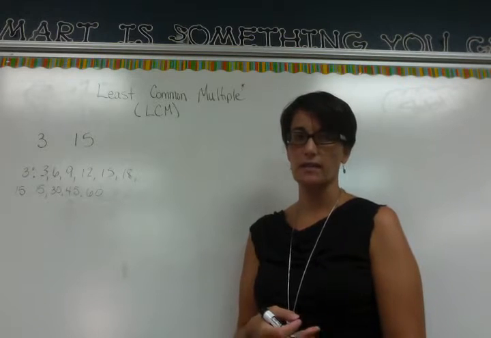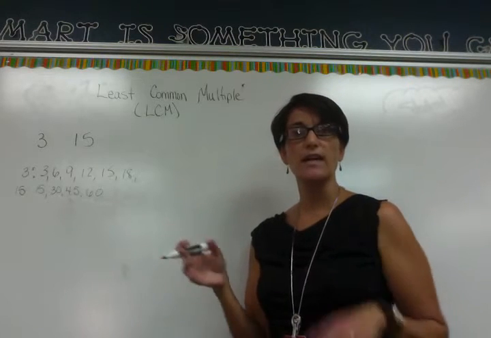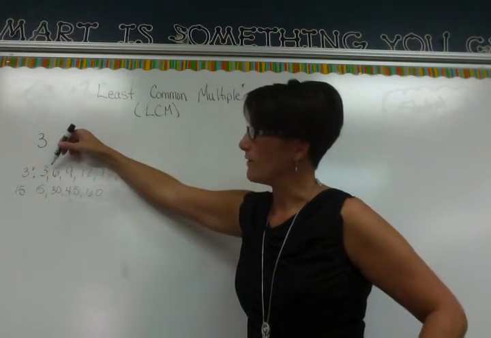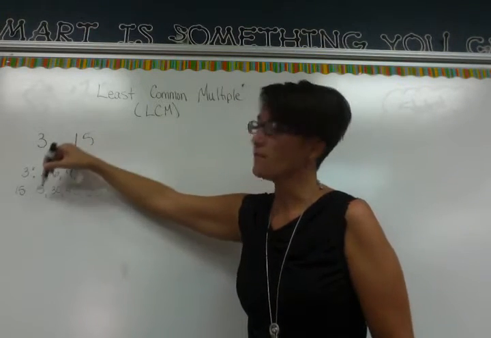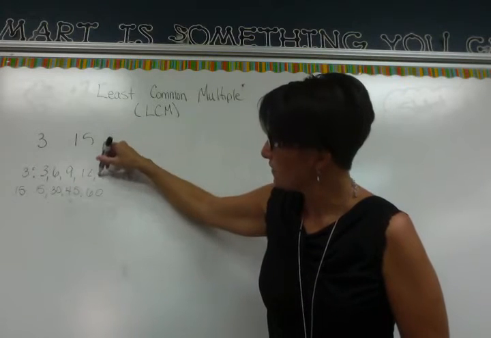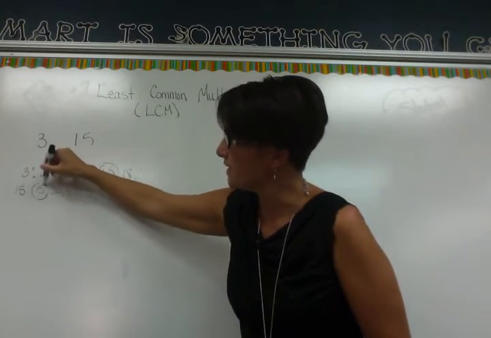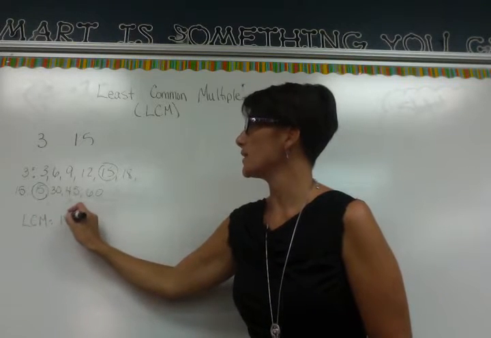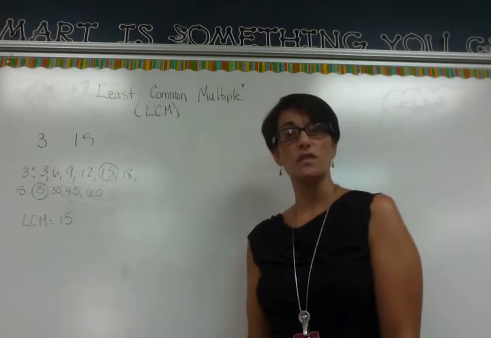And then you would look at your list and you would find the smallest, the least number that they had that was the same. So we have 3, 6, 9, 12. None of those are down here. I see 15 here and I see 15 here. And so your least common multiple of 3 and 15 would be 15.